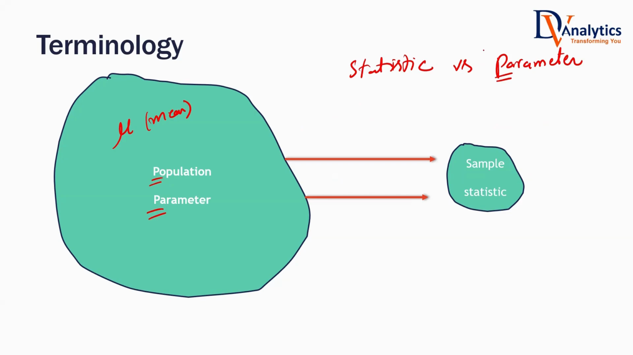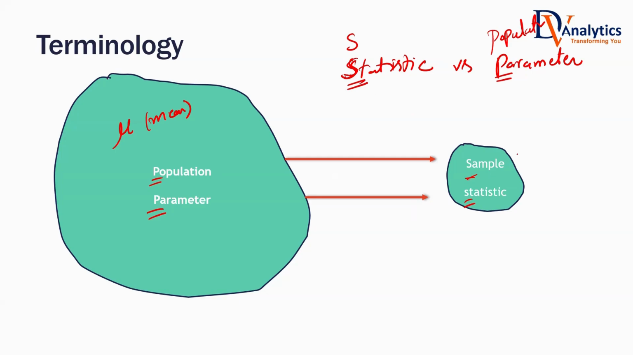So when you see that next time, P means what? When somebody says parameter, they are talking about a metric that is calculated on a population. When somebody says this is a statistic, S, what does that mean? It means it's a metric that is calculated on a sample.